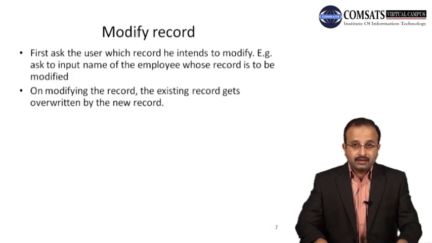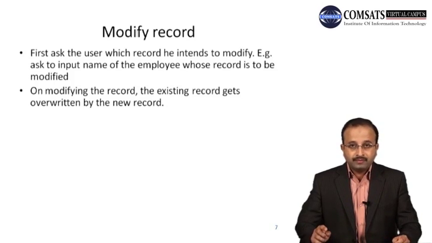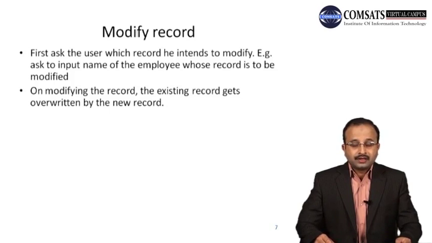the beginning of the file. So for modification, you have to first make sure that the file pointer points to the beginning of the file. That's the first thing. And then you ask the user to input the name or the registration number or the roll number, whatever, one of these things. And this is for the sake that you can search which record the user wants to modify.